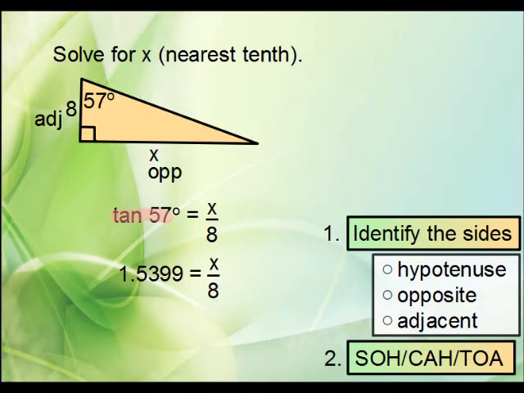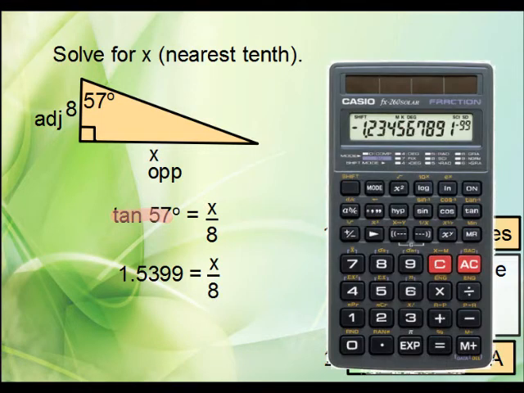The other way would be to type this into a calculator. Here's an example of one, and what you would do is simply enter in, pressing the ordinary tangent button like you're seeing here. For some calculators, you have to press the angle first, so you have to go 5, 7, and then tangent. For others, you can press the tangent and then 57.